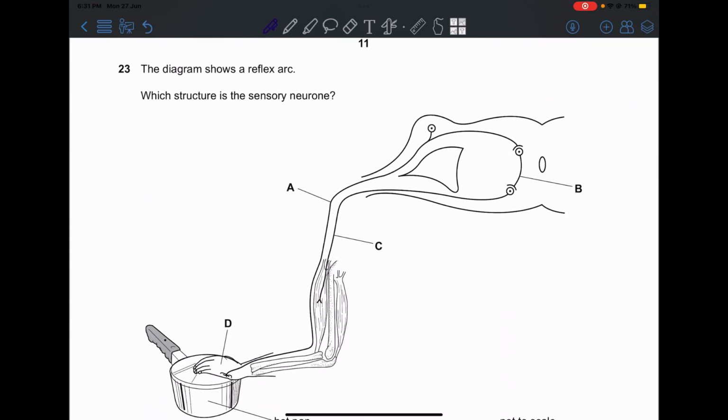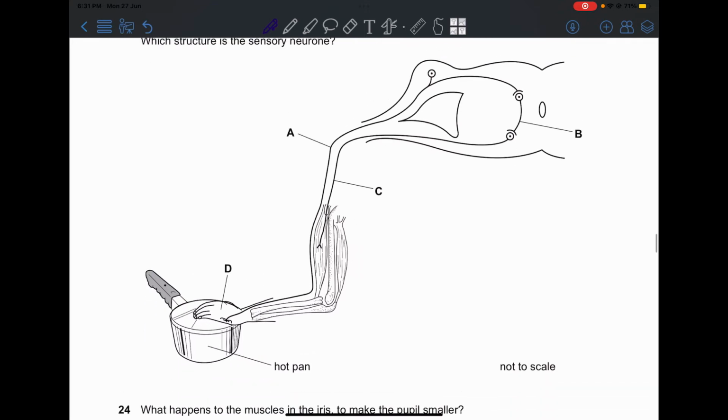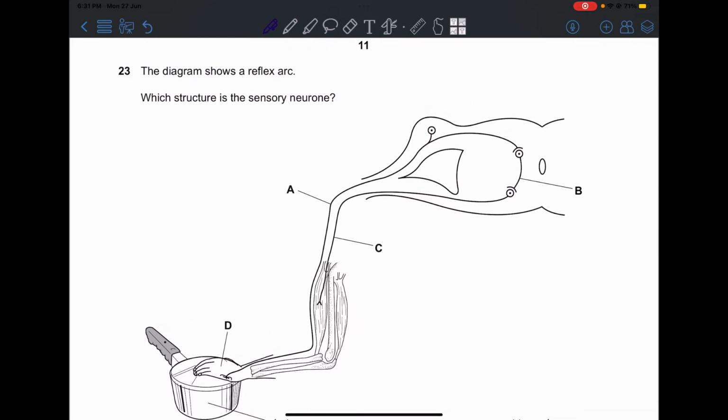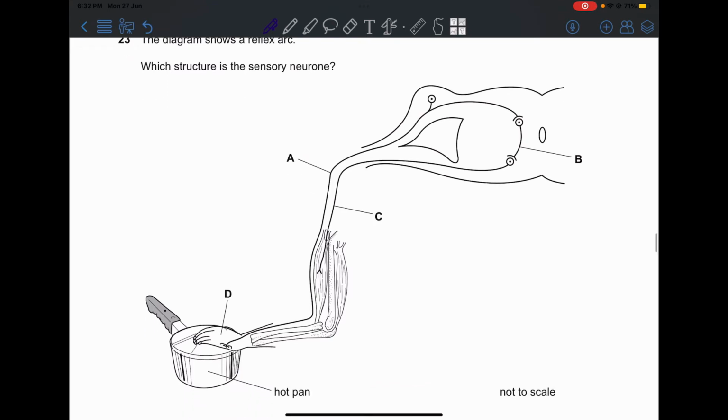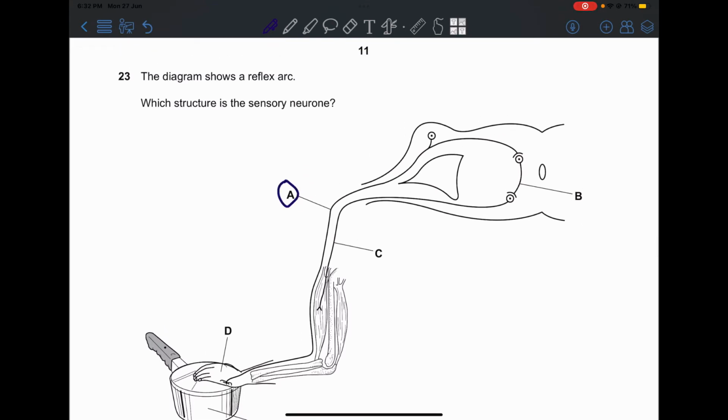23. The diagram shows a reflex arc. Which structure is the sensory neuron? Now we know that the sensory neuron connects between the receptor and the relay neuron. So actually it's going to be over here, A, because it's connecting between the relay and the receptor over here, and this is the relay.